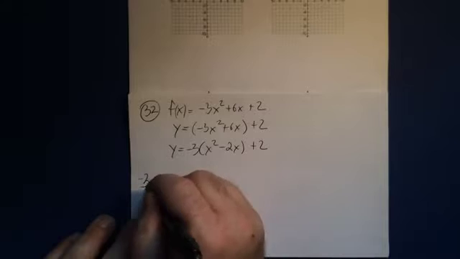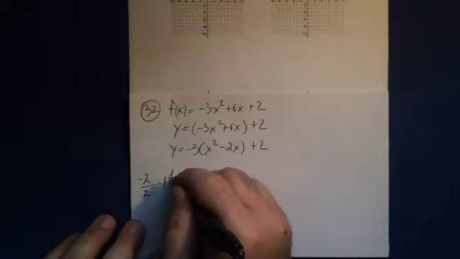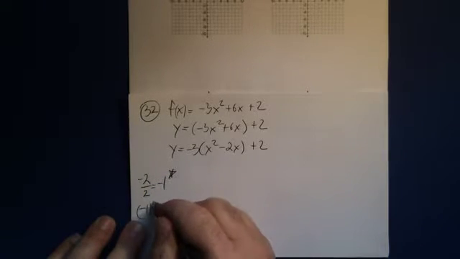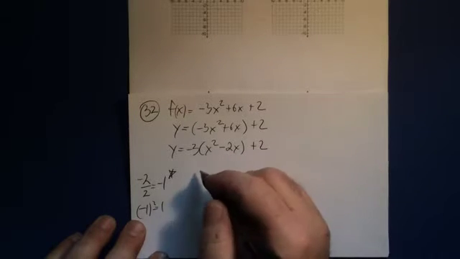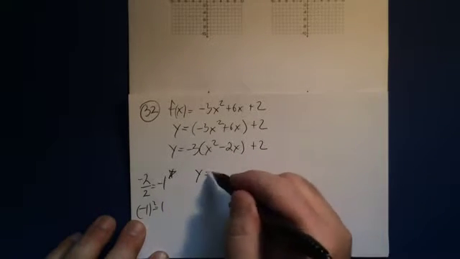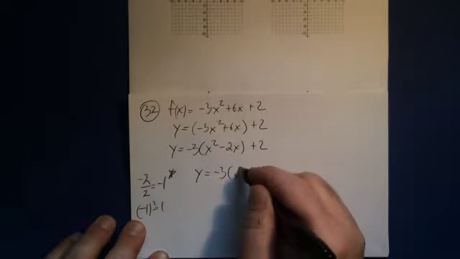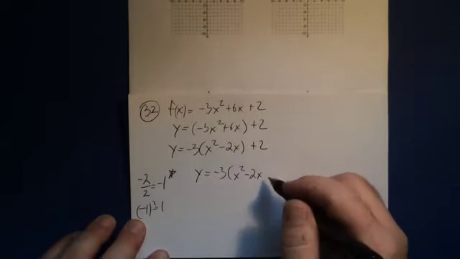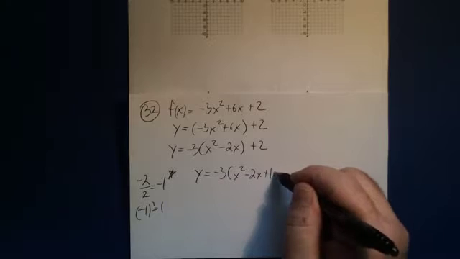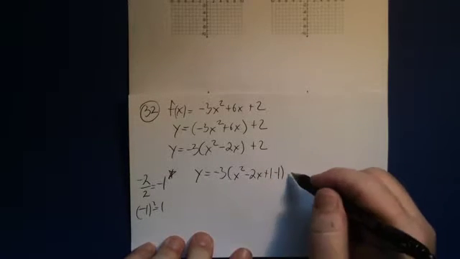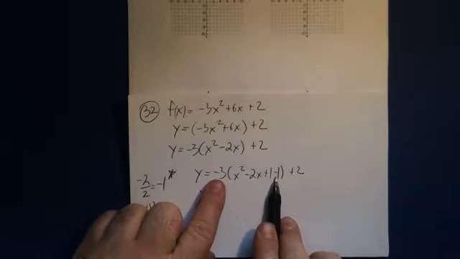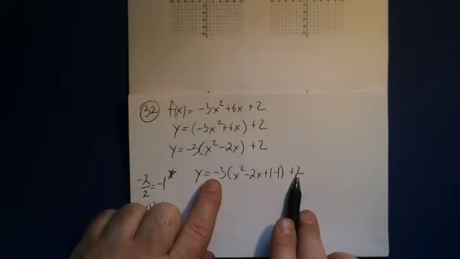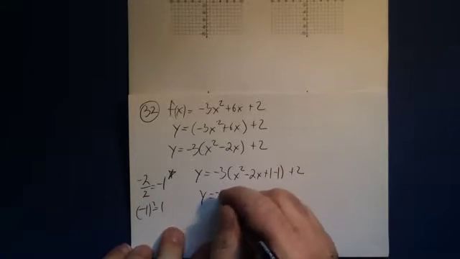So I'm going to take negative 2 divided by 2. You get negative 1. Star that. Negative 1 squared will be 1. So I'm going to add 1, subtract 1 on the inside. So y will equal negative 3 times x squared minus 2x plus 1 minus 1 plus 2. When I bring the negative 1 out, I'm going to multiply it by negative 3. So negative 3 times negative 1 will be 3. I'm going to bring that as positive 3.